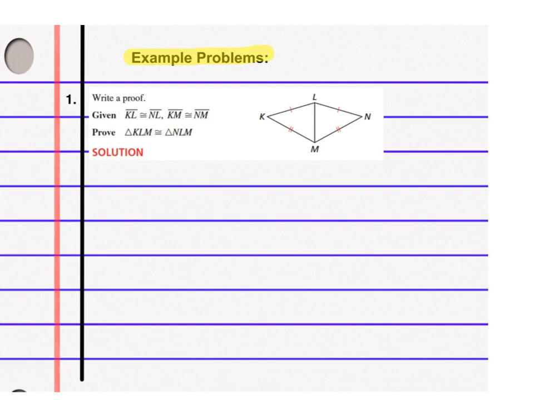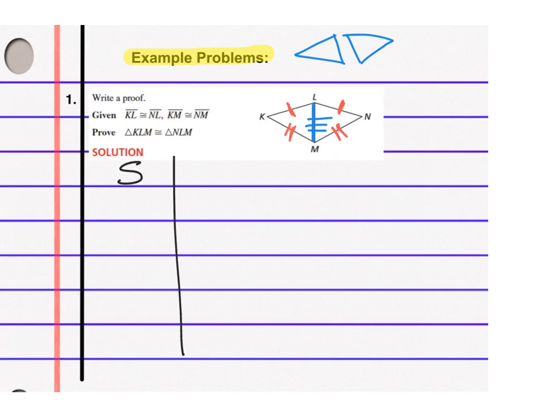Write a proof. Given that KL is congruent to NL and KM is congruent to NM, prove that triangle KLM is congruent to triangle NLM. So I have two sides right now, but I can add this third side right here because they both share that side. If I were to break it apart, they share that side using the reflexive property.